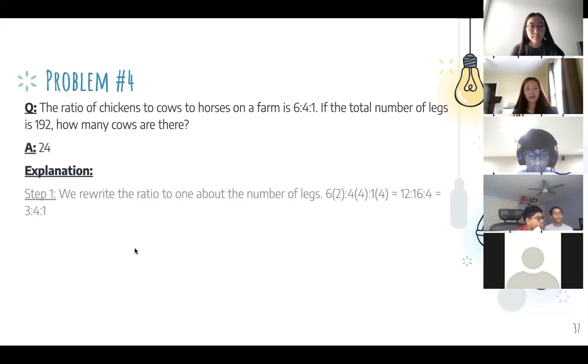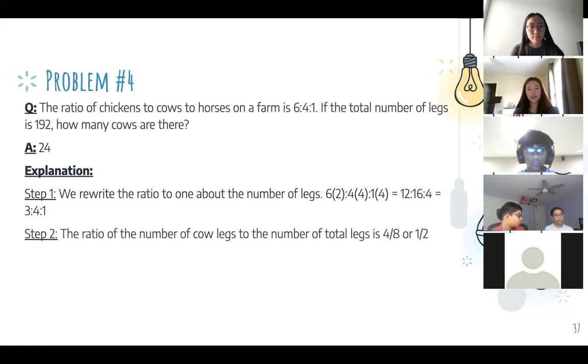And this is because we first have to rewrite the ratio, which is about the number of chickens, the number of cows, and the number of horses, to a ratio about the number of legs. So to do this, we have to multiply the parts of the ratio by the number of legs each animal has. So we would do 6 times 2 since chickens have 2 legs, and then 4 times 4 and 1 times 4 since cows and horses have 4 legs. So that would give us 12 to 16 to 4, or when simplified, 3 to 4 to 1.